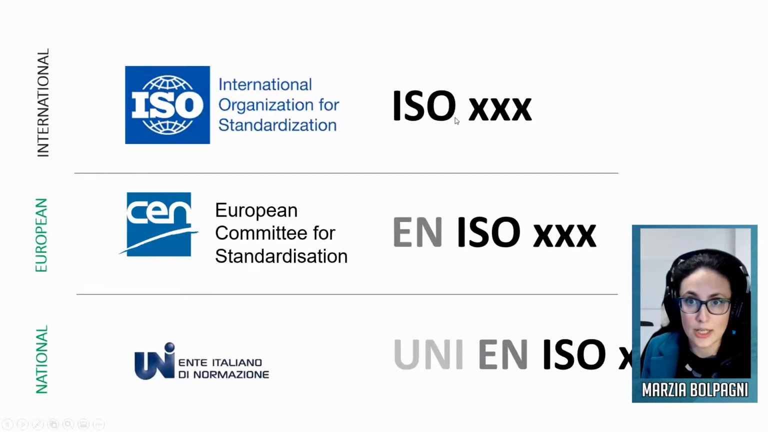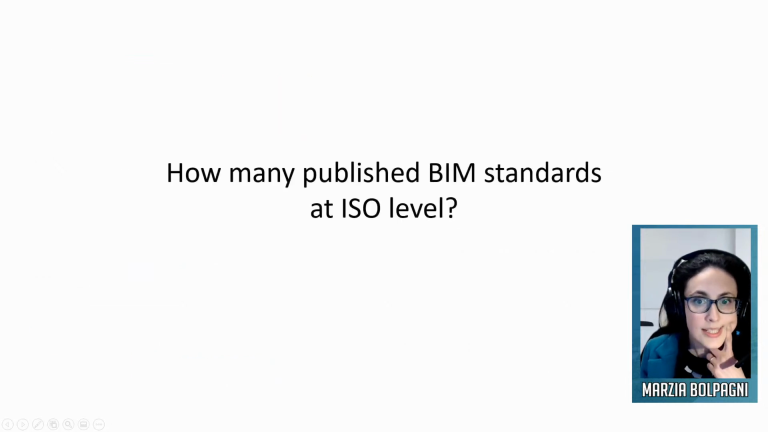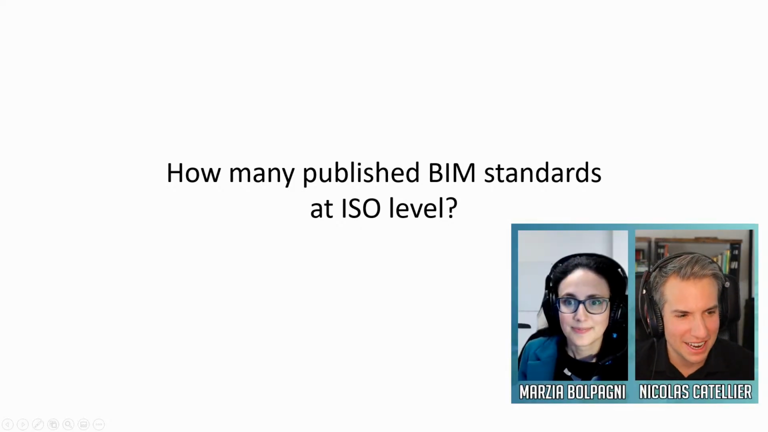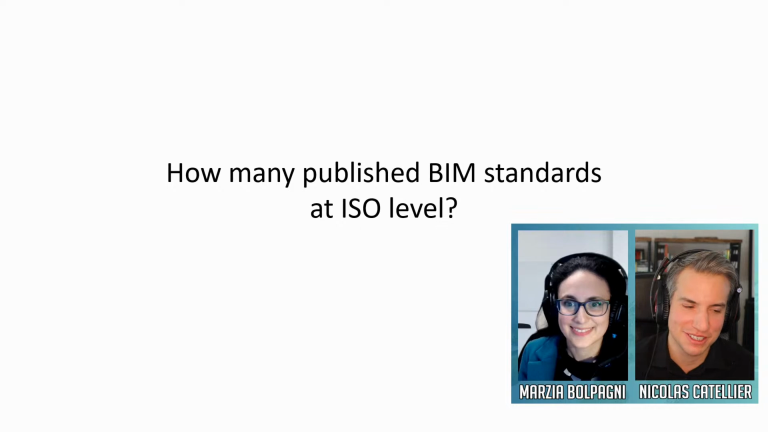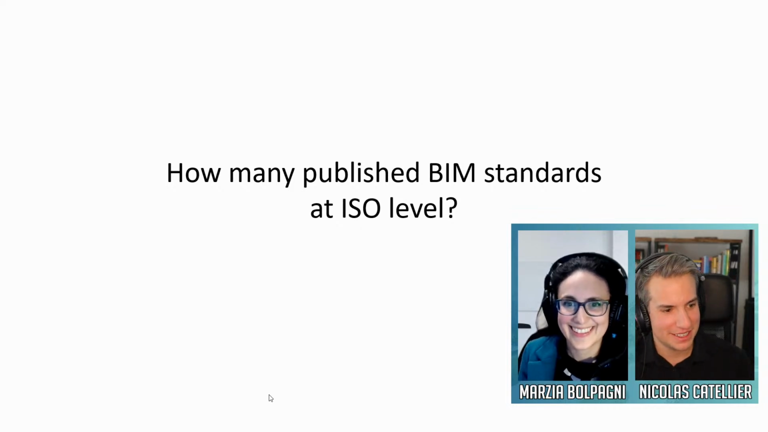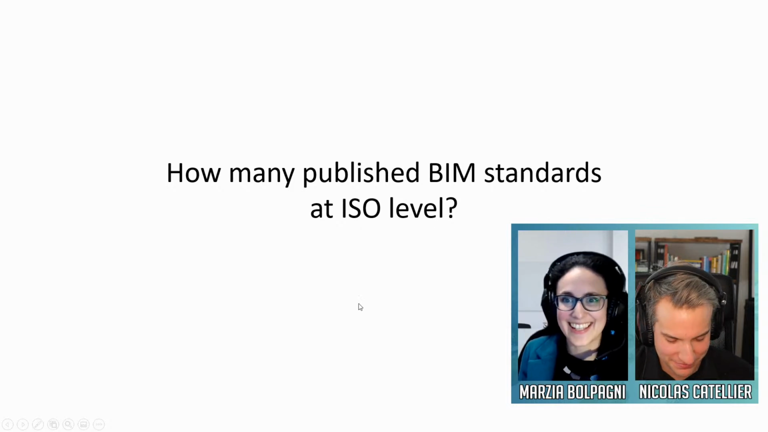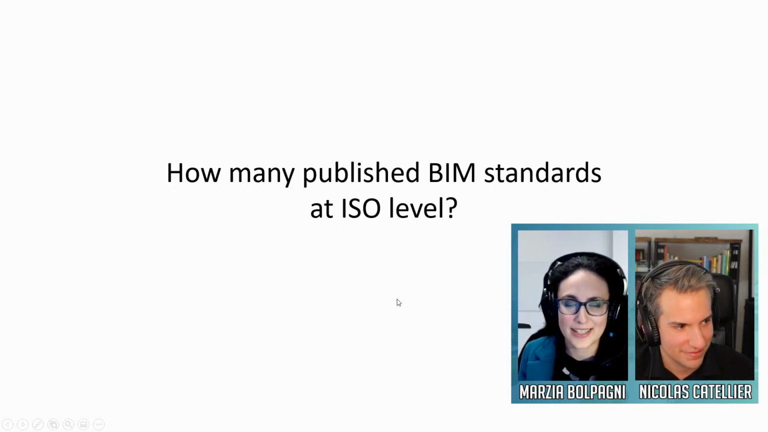So again, you can have ISO 19650, ISO 19650 Part 2, for example, and then you can have UNI EN ISO 19650 Part 2. Let me now ask you: do you know how many BIM standards at ISO level there are? Do you have an idea? Before saying, I actually saw the answer earlier on, while we were chatting, but my initial answer would have been 5 or 6. Yeah. So let's see if people in the chat can answer that. Let's wait for them.